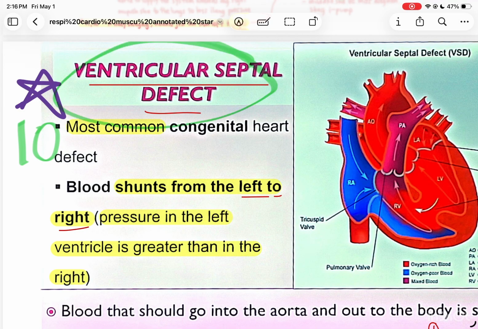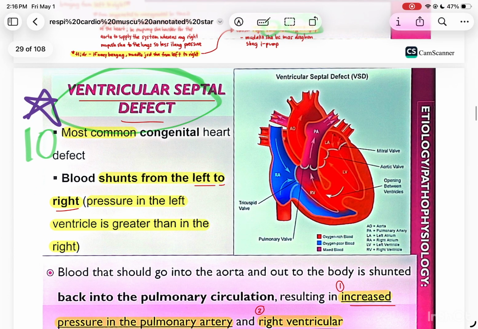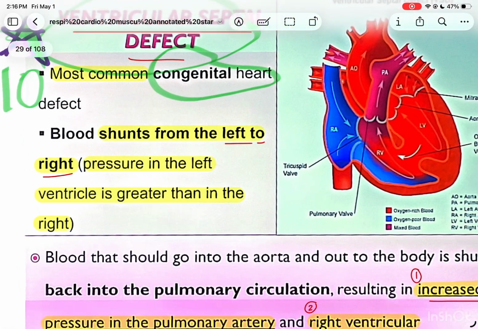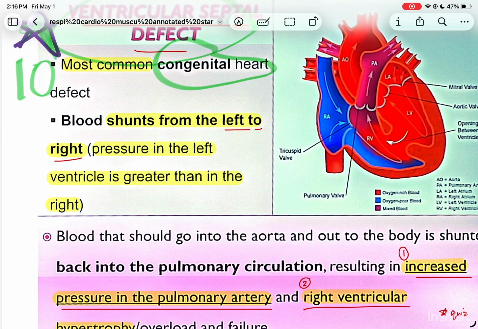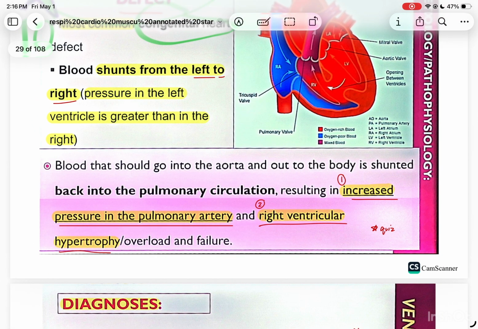So, this causes right ventricular hypertrophy. So, nganong magkakos siya right ventricular hypertrophy? Kaya ning dako na gani siya. Mudako siya because mas daghan siya i-pump. So, most common congenital heart defect is the ventricular septal defect. So, blood shunts from the left to right. So, you are going to be asked in the quiz, what is the most common congenital heart defect? This is going to be the ventricular septal defect. So, blood shunts from the left to right.